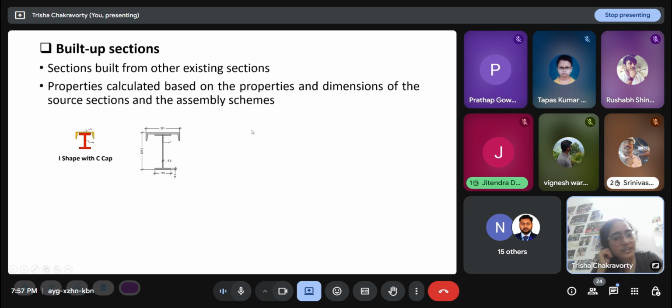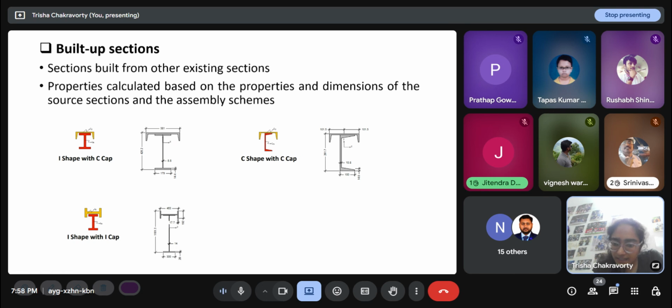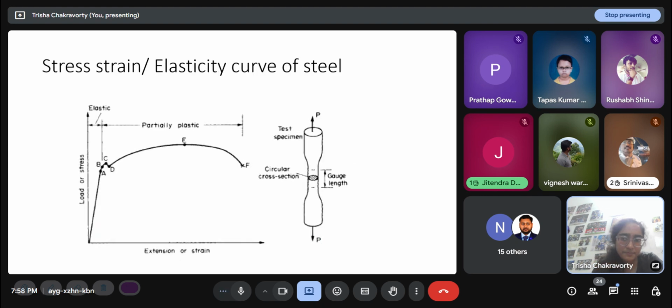So the property is calculated based on the properties and dimensions of the source sections and the assembly schemes. So you have to know some basic solid mechanics for that, like how to find the moment of inertia and all that. C shape with a C cap, I shape with an I cap. Then there are I shapes with reinforcing plates. So this is an I. Then you attach two plates on its flanges, maybe two plates on its web as well. Those are built up sections, and I have to find out their properties given that I have the properties of the individual rolled sections. So this curve we have already discussed.